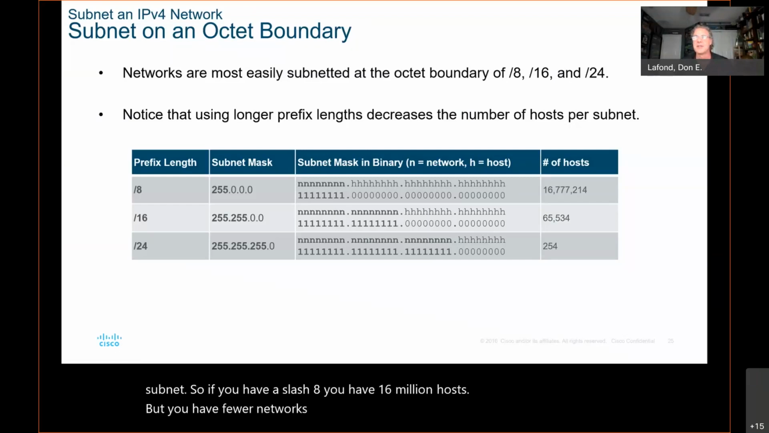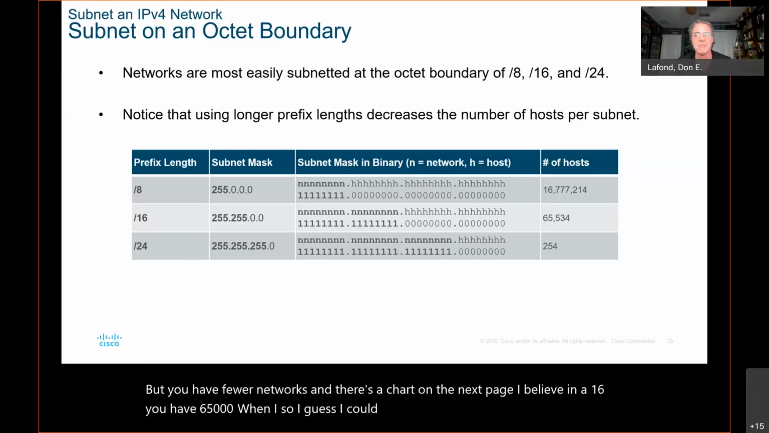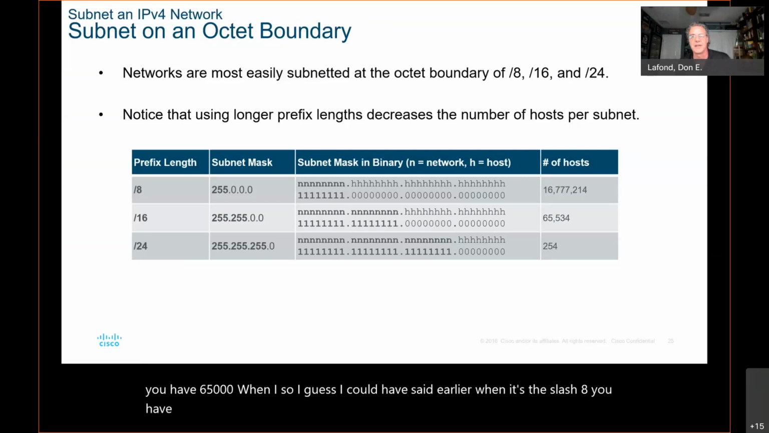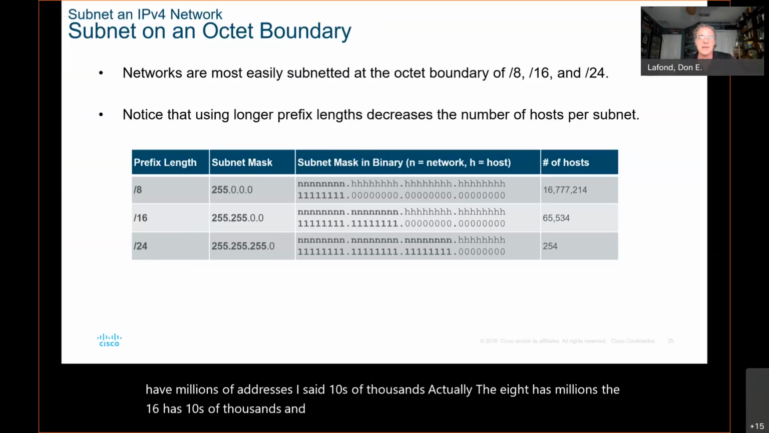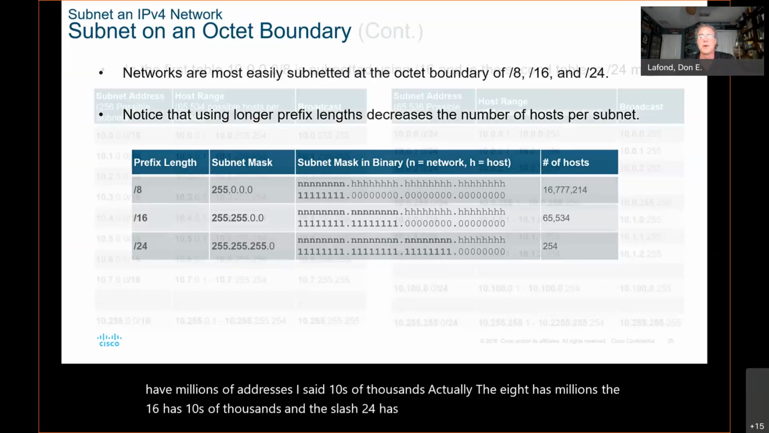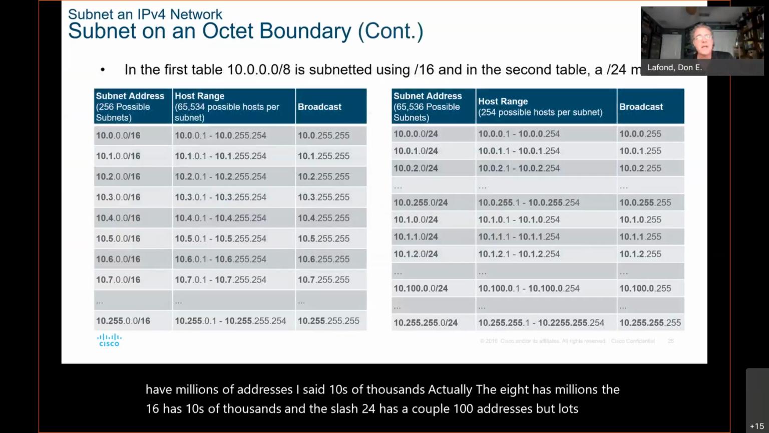There's a chart on the next page, I believe. In a /16, you have 65,000. I guess I could have said earlier, when it's the /8, millions of addresses. I said tens of thousands. Actually, the /8 has millions. The /16 has tens of thousands, and the /24 has a couple hundred addresses, but lots of subnets.